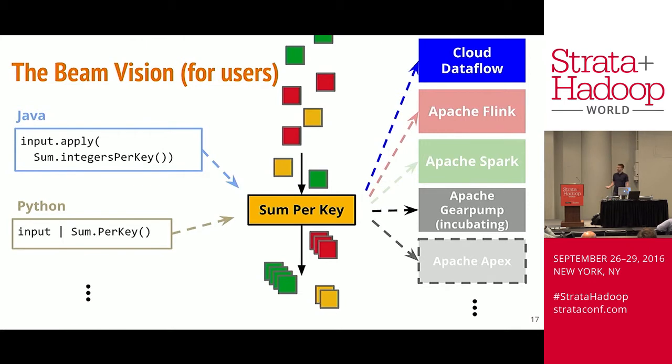The Beam repository currently has runners for Flink, Spark, Google Cloud Dataflow. Apache Gearpump is on a feature branch. It's under development. And an Apex runner is under code review right now. So it's really moving along. This is sort of the vision. We're not 100% there yet, but this is what we're incubating to achieve.